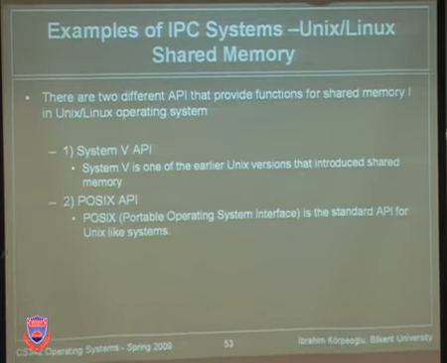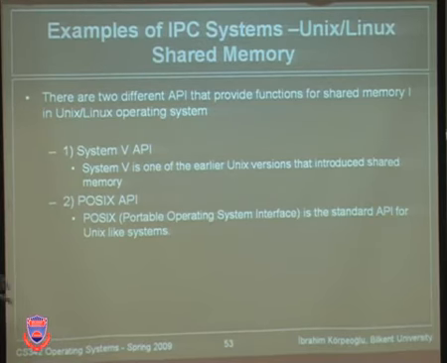One set of functions, one API, is called the System V API. The other set of functions, the other API, is called the POSIX API. You know what POSIX is, right? This is the standard API that a POSIX compliant operating system should have. POSIX means Portable Operating System Interface. It's a standard API for Unix-like systems.